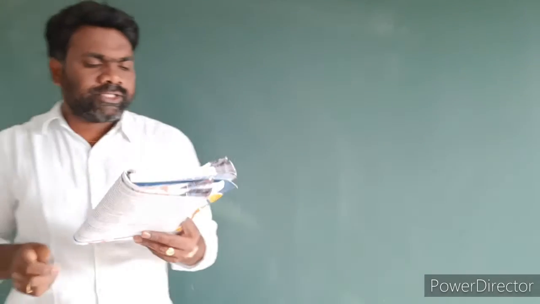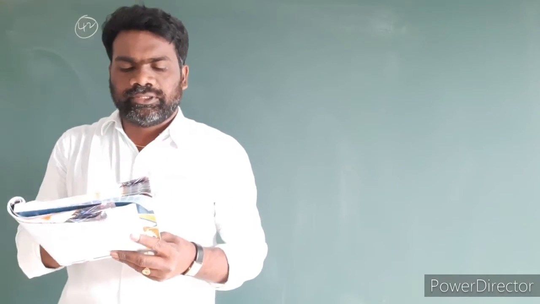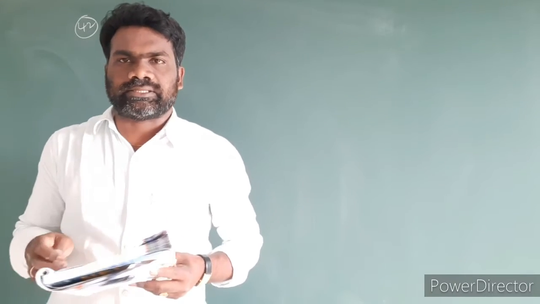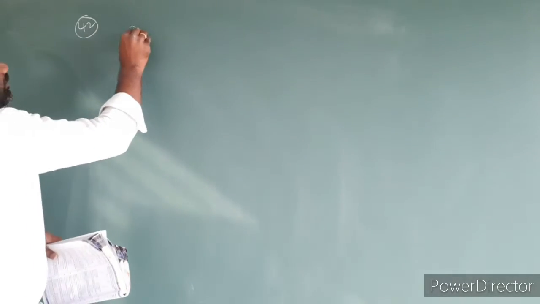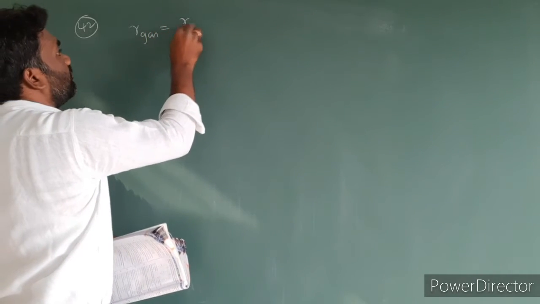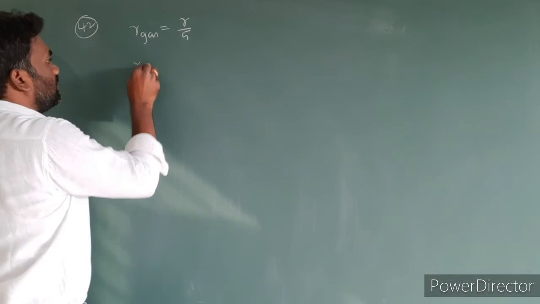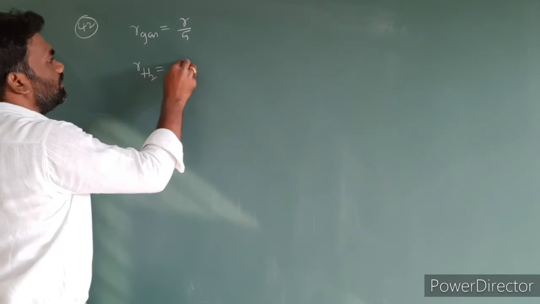Look at problem number 42. A gas diffuses 1/5 times as fast as hydrogen. Its molecular weight is? So an unknown gas is given, and its rate of diffusion is R by 5, that is 1/5 the rate of diffusion of hydrogen. Labeling the rate of diffusion of hydrogen as R.